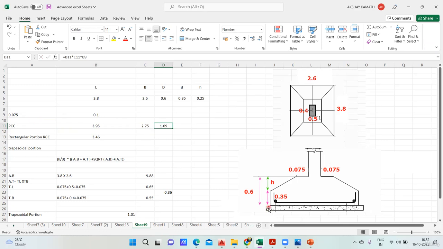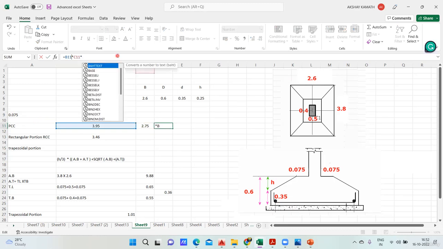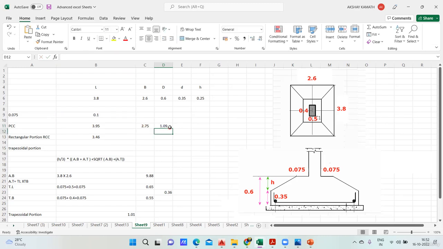This thickness of the PCC I'm considering 100, I've taken 100 here. If you want, I'll do it for you, because PCC quantity is the same thing. There is no change whether it is isolated, combined footing, or whatever it may be. It's 1.09 cubic meter. That doesn't matter. Now the important portion is the concrete quantity for this particular footing.